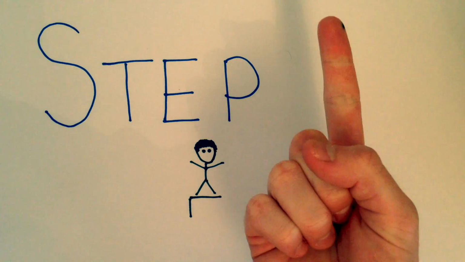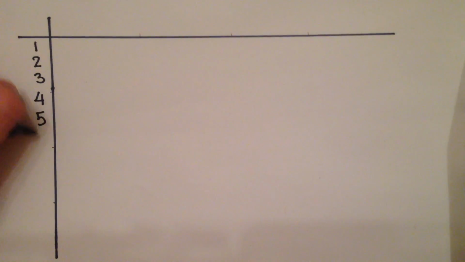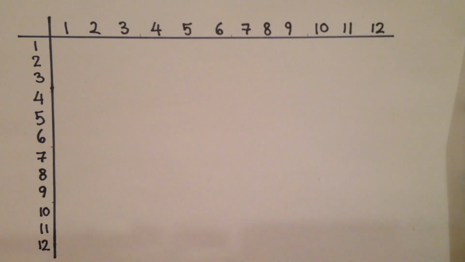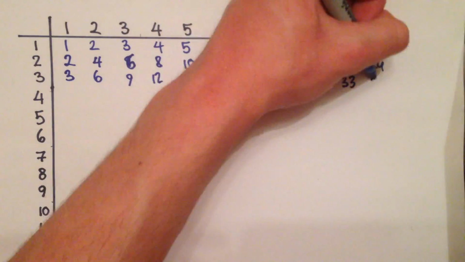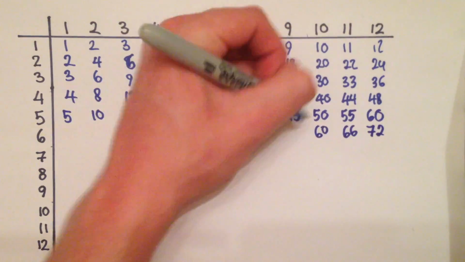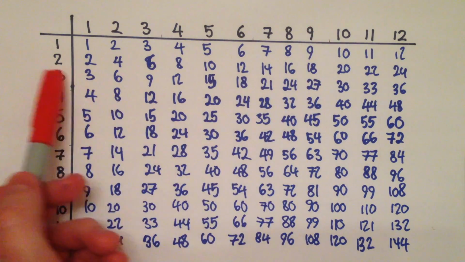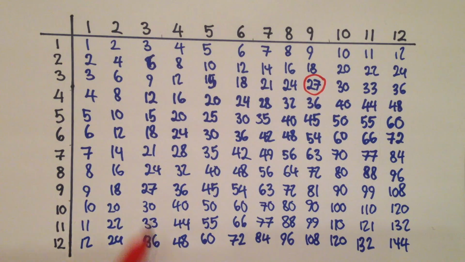Step 1. I start by writing the numbers 1 to 12 in a column and then in a row. I then fill out what's known as a multiplication table. This shows all the times tables. Once completed, we can see that 9 times by 3 is 27.